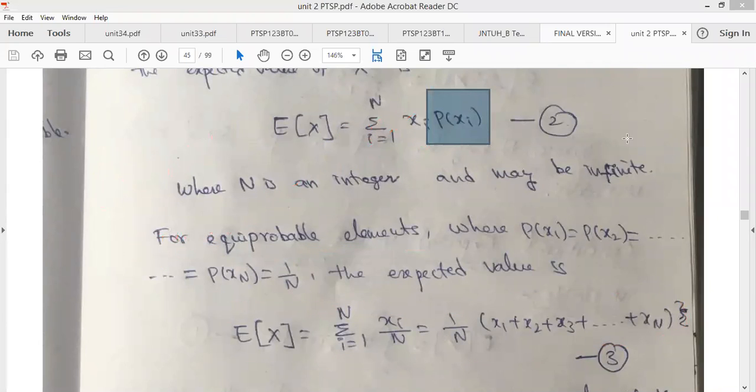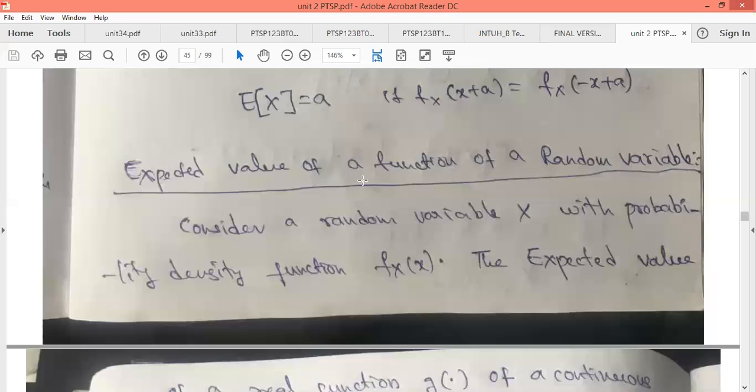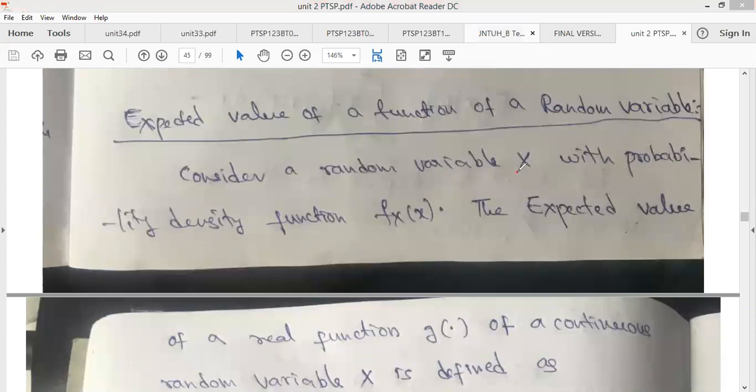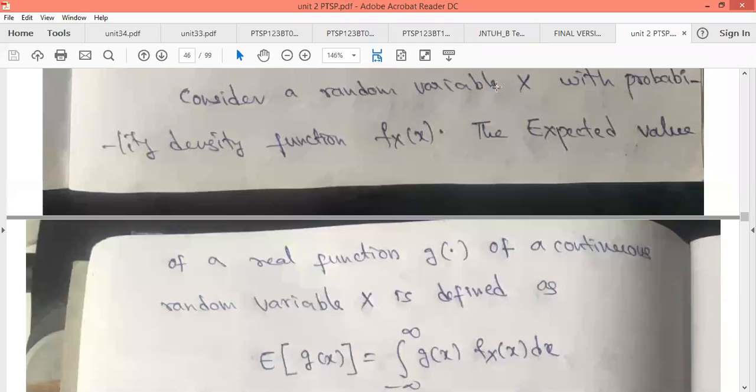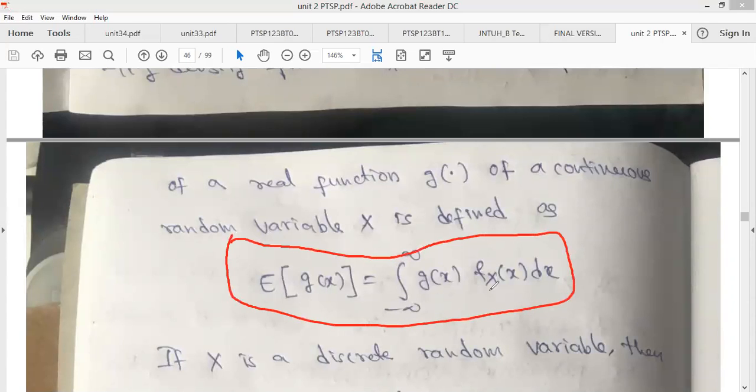Now we'll discuss how we obtain the expected value of a function of a random variable. For example, we have a random variable x whose probability density function is fx of x. We have to obtain the expected value of g of x, a function of x. What is the formula here? It is the same as the formula we discussed for a continuous random variable; instead of x we have g of x, that's all. So it is the integral from minus infinity to plus infinity of g of x fx of x dx.